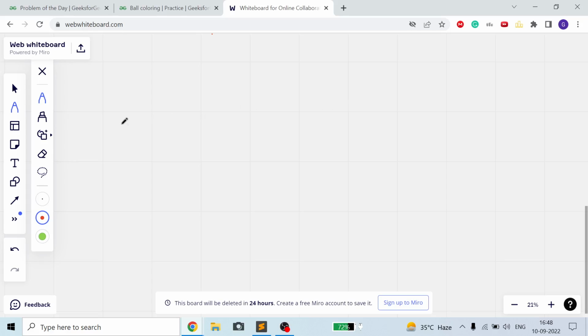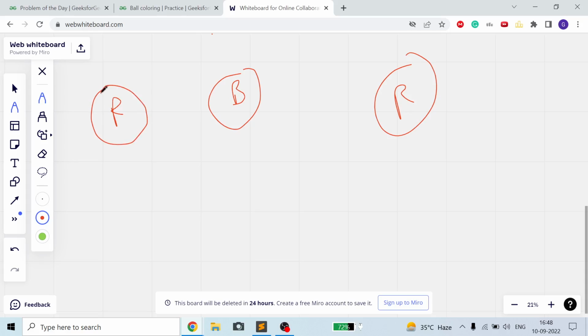Okay, so now I can say there is R, then some segment of blue balls, then R. It means some segment of R at the start, some segment of R at the end, and there are blue balls in between. Okay guys, so for n is equal to 4.